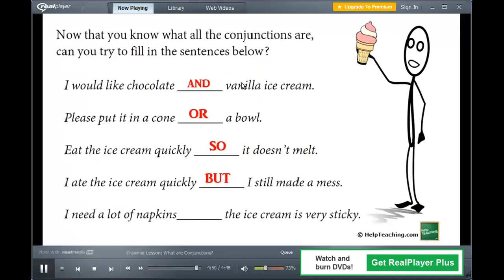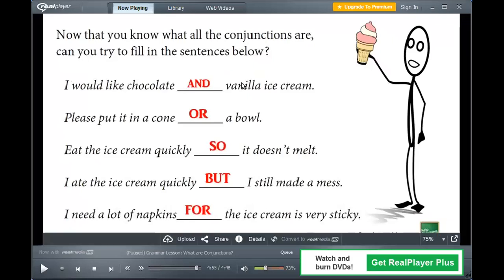So I hope you enjoyed watching this video. Next time, I'm sure we will have another interesting lesson where we will share ideas about the use of conjunctions.